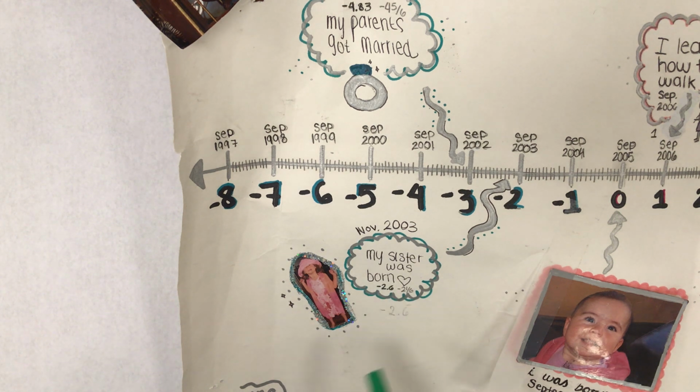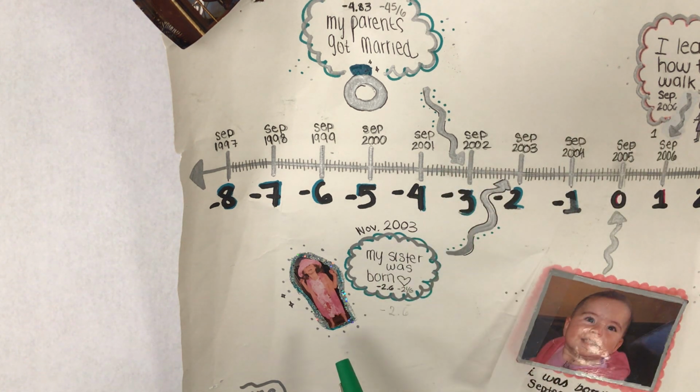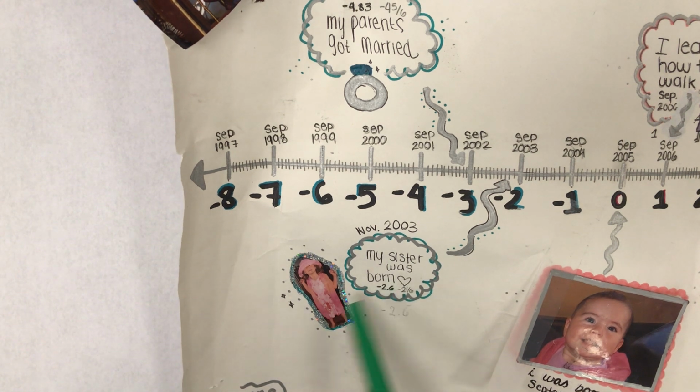Here in November 2003, her older sister was born, and that's -2.6. Ooh, actually, I think she might have messed up on these numbers. Let's see. If she was born in September 2006, and this happened in November 2003, well, that's not quite 3 whole years before she was born. It'd be 2 years and 10 months. So this should have said -2 10/12, or -2 5/6. So she messed that one up.